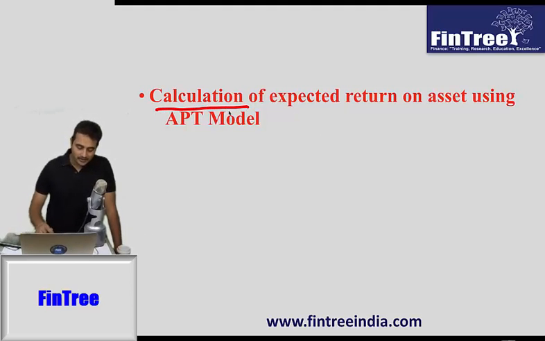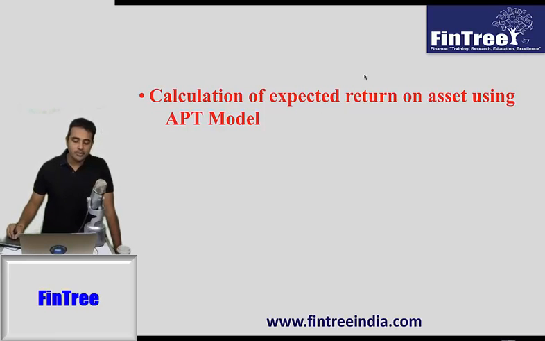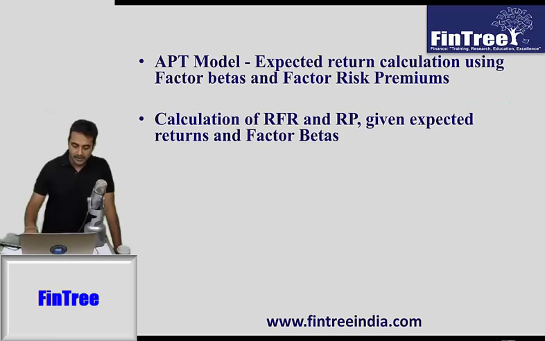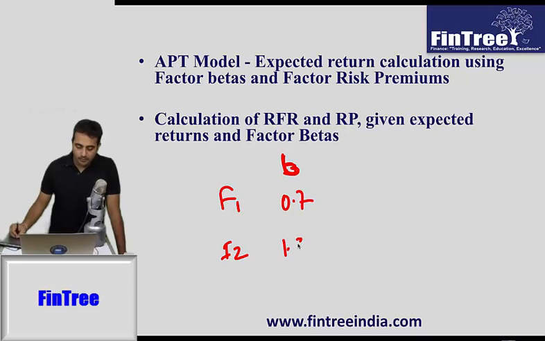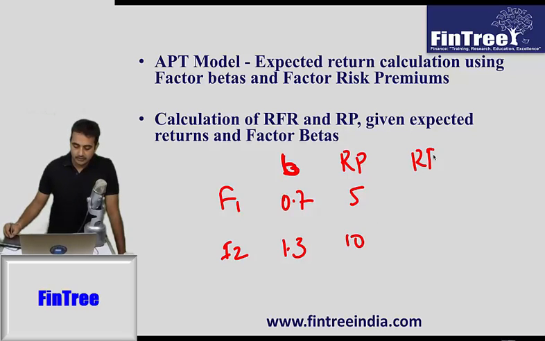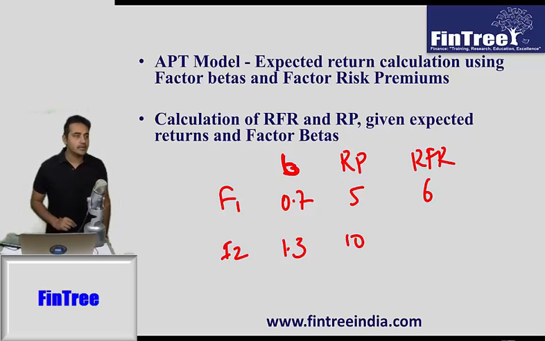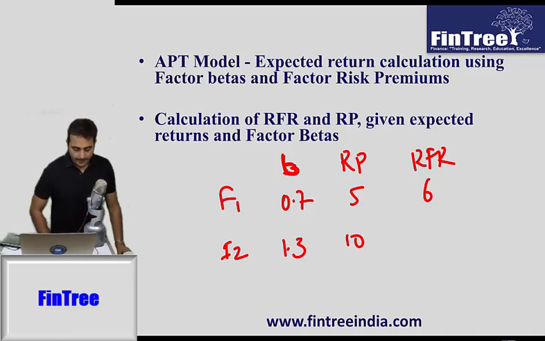This is again the same learning outcome where they will give you some data and you will have to find out the expected return. So there are two types of numericals we can see. Let's do the first one here. You've already done this. Let us say your beta exposure for factor 1 and factor 2 is 0.7 and 1.3. Risk premium 5 and 10. RFR 6. Calculate expected return. Do it quickly.